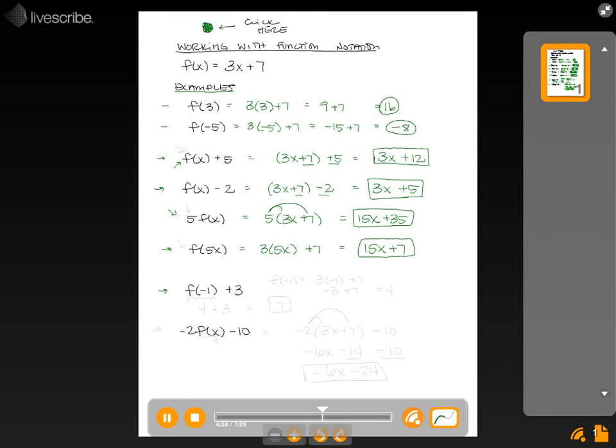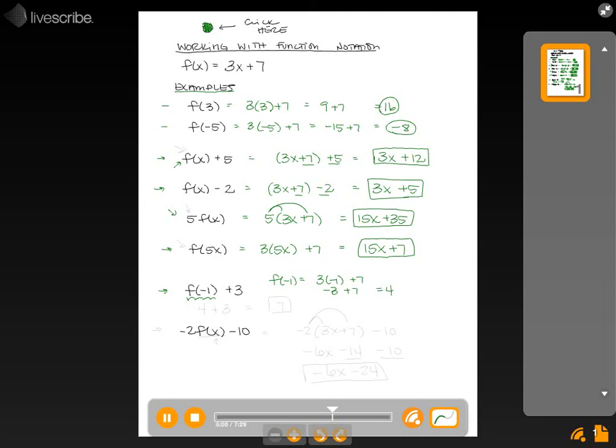Two more examples here. The next one is f of negative 1 plus 3. Well, if we look at the first part, f of negative 1, we're going to evaluate that. There's just a number inside there. So we're going to go ahead and figure out what f of negative 1 is. Every place we see an x, we're going to plug in a negative 1. So 3 times negative 1 is negative 3 plus 7 ends up being 4.